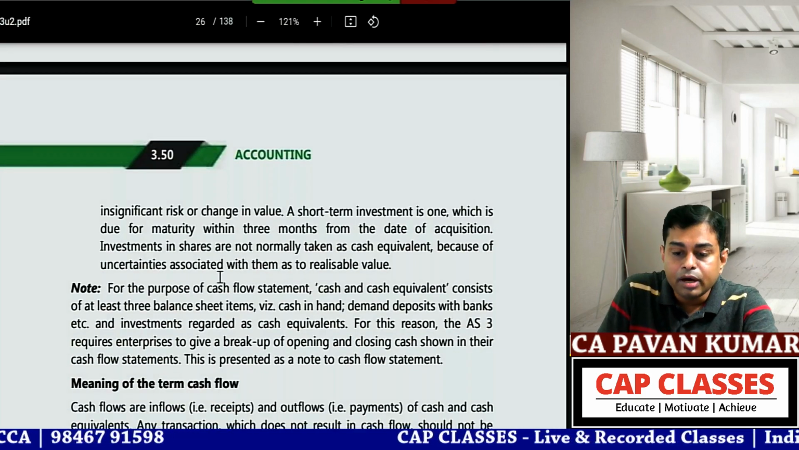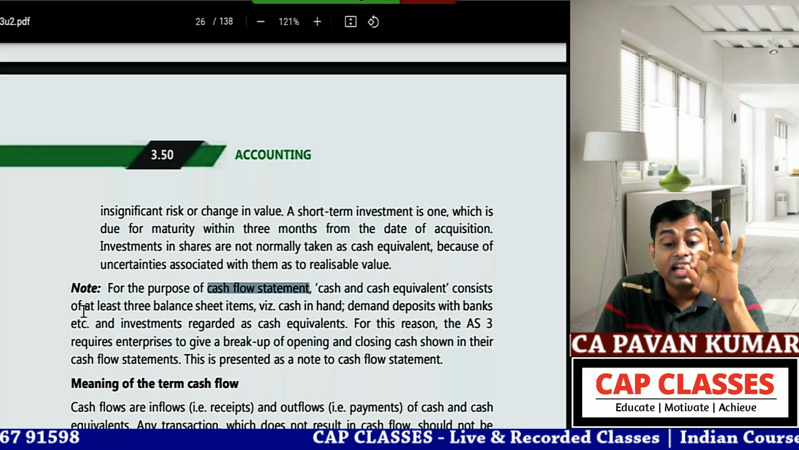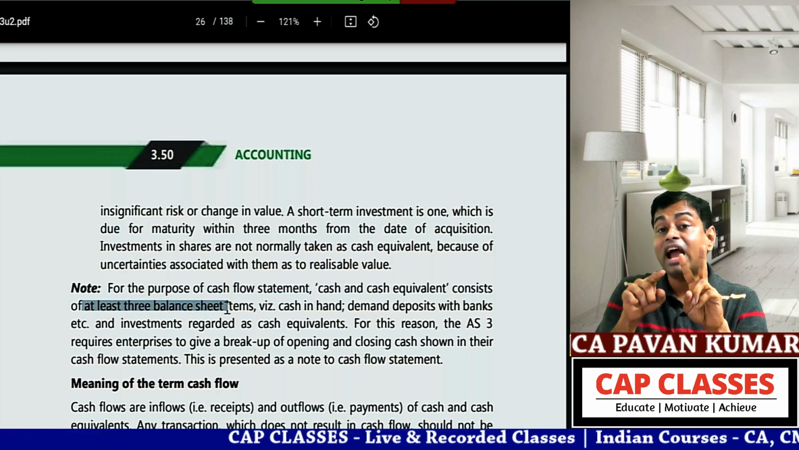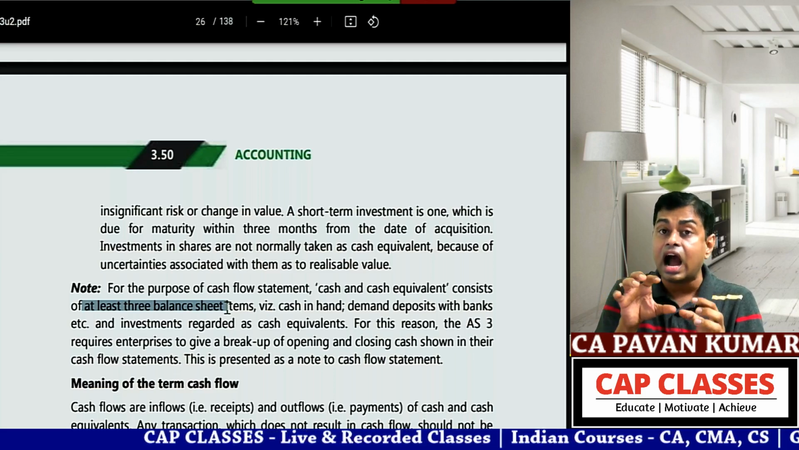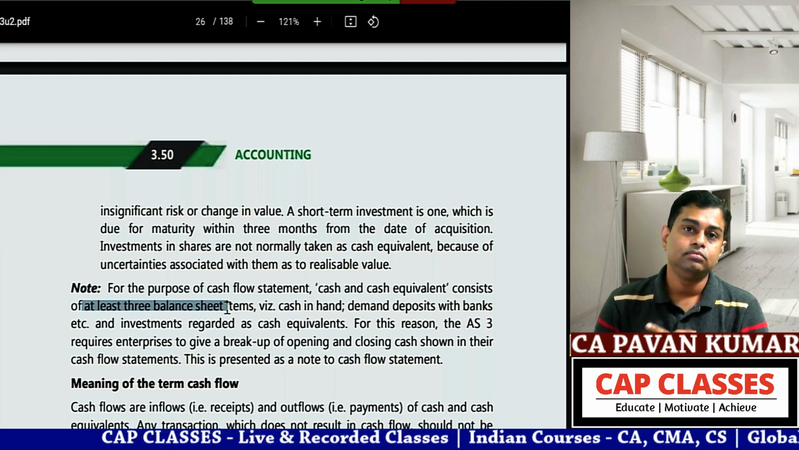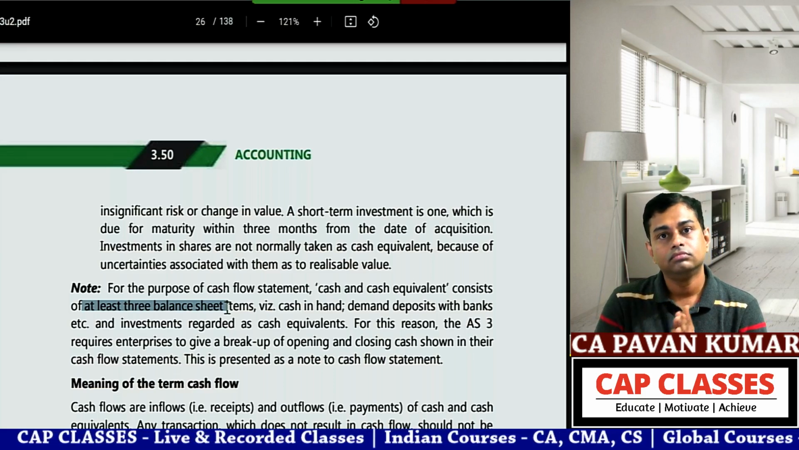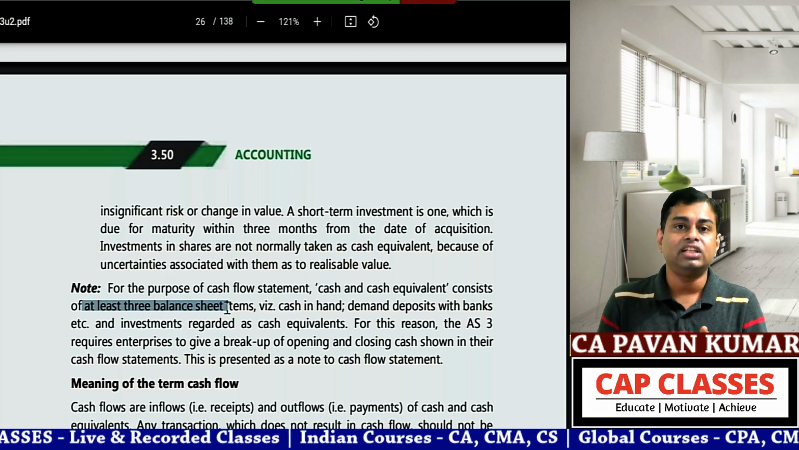For the purpose of cash flow statement, cash and cash equivalent consists of at least 3 balance sheet items. What are they? Cash in hand, cash at bank in demand deposits, savings accounts, current accounts, CASA. If you do bank audit, you will know CASA. What is CASA? For them it is demand and time liabilities. For us it is demand assets.